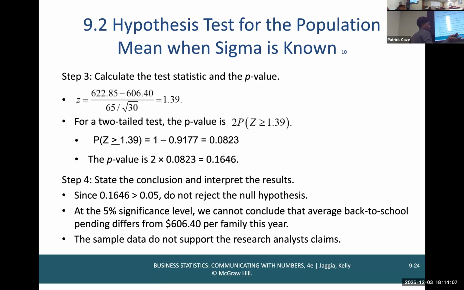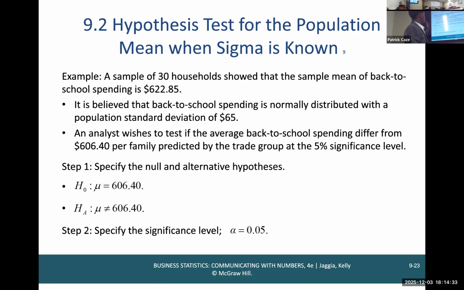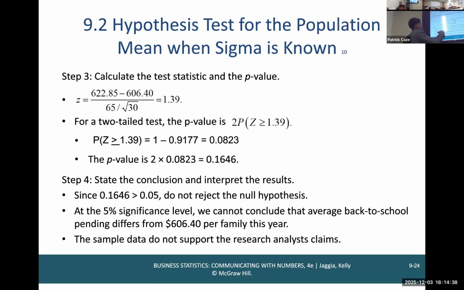Okay, the null hypothesis mean, okay? Divided by 65, okay? All right, what's 65? The standard deviation, all right? The sigma, divided by the square root of 30, which is the n, okay? So for a two-tailed test, the p-value is 2P, right? Why are they doing a two-tailed test? Okay, yeah, that's right, okay, I'm sorry, just making sure. Two-tailed test, the p-value is 2P, Z greater than or equal to 1.39, okay?